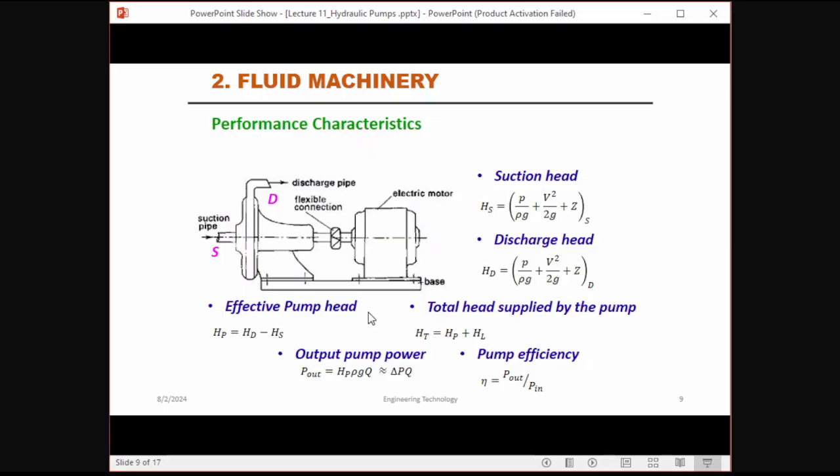Then finally, the total head supplied by the pump you can identify as the head loss plus the effective pump head.